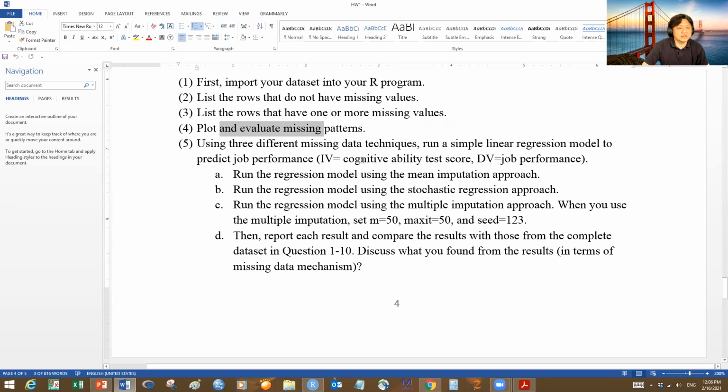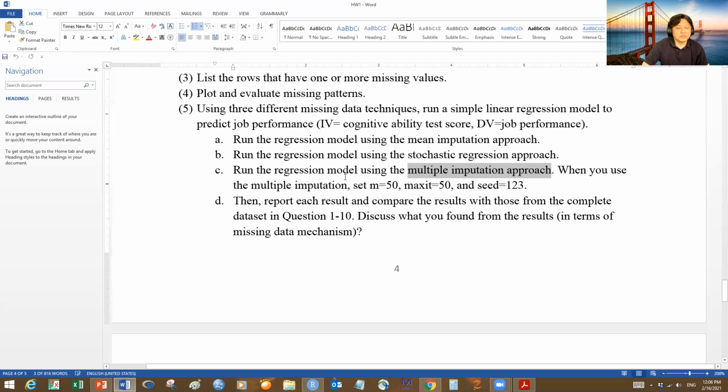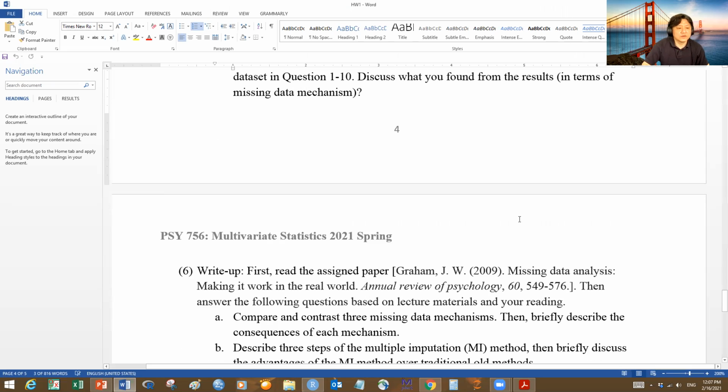Third, the last one, you need to run regression analysis using the mean imputation approach, the stochastic regression approach we'll learn today, and the multiple imputation approach. Then report your results and compare them to describe how your results are different.